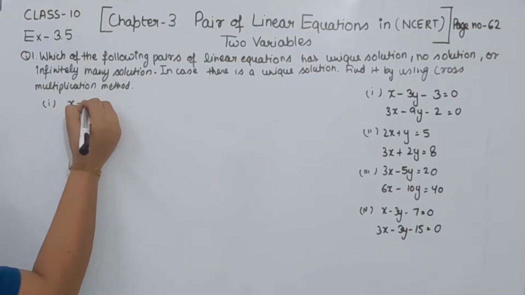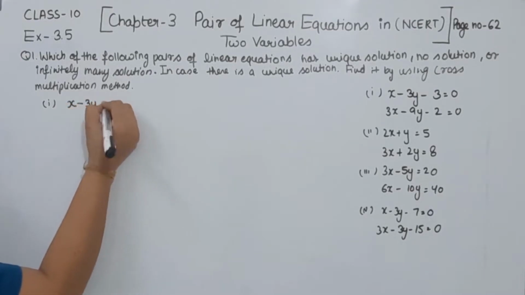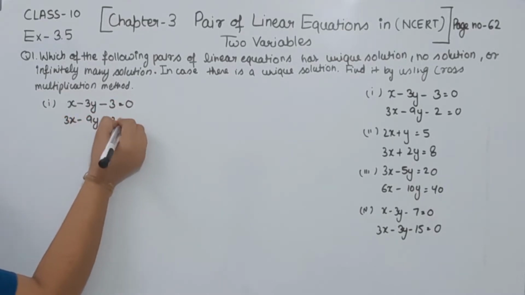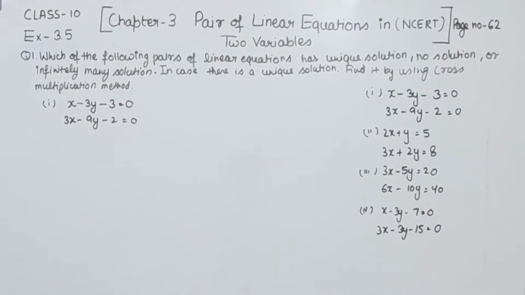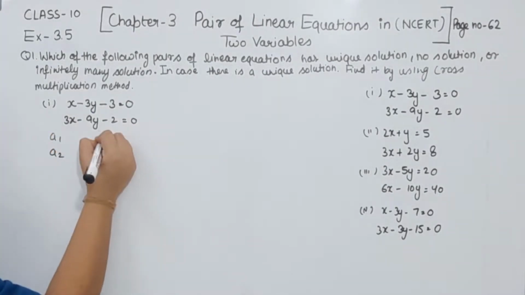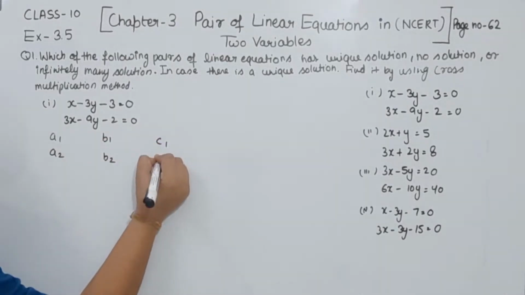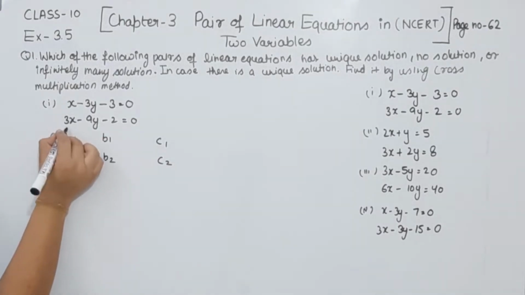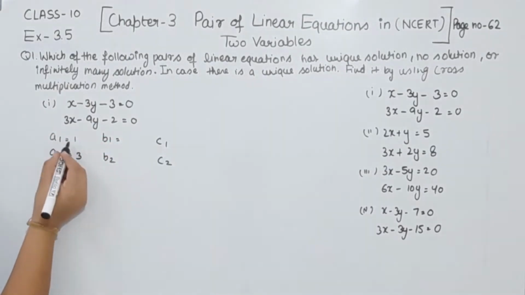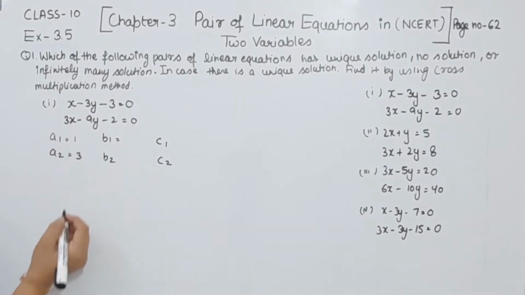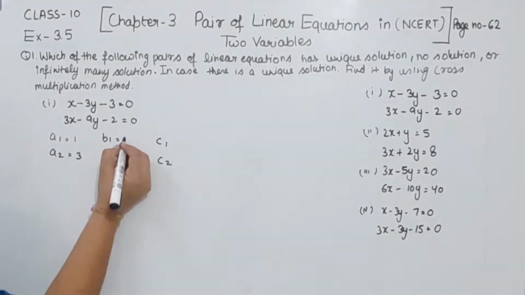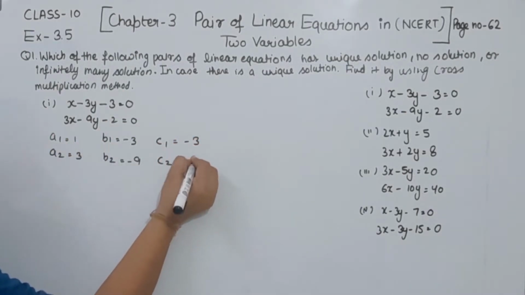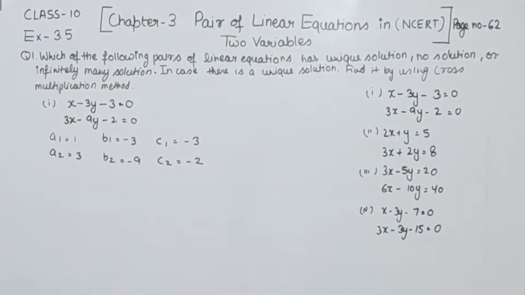The pair we have is x minus 3y minus 3 is equal to 0 and 3x minus 9y minus 2 is equal to 0. So we have to find a1, a2, b1, b2, c1 and c2. So a1 is equal to 1, a2 is equal to 3, b1 is equal to minus 3, b2 is equal to minus 9, c1 is equal to minus 3 and c2 is equal to minus 2.